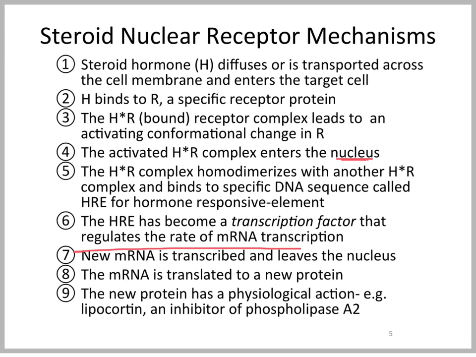And that means new mRNA is produced, leaves the nucleus, and is translated to a new protein, and that new protein has some biological action that we would call a steroid hormone endpoint, if you will. For example, we'll talk about lipocortin as a protein that inhibits phospholipase A2, and by doing so, it has one of its effects as an anti-inflammatory hormone.